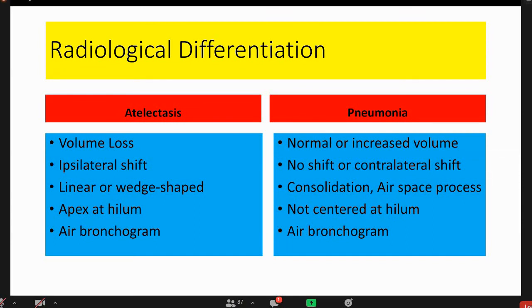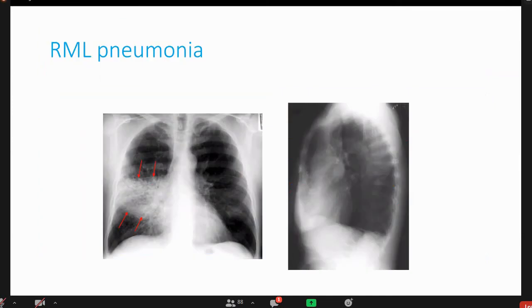Linear or wedge shape in atelectasis, whereas pneumonia will be consolidation with an airspace process. In the wedge-shaped atelectasis, the apex of the triangle would be towards the hilum, whereas pneumonia is generally not centered at the hilum. Air bronchogram is not a differentiating feature because it can be present in pneumonia, and it can also be present in atelectasis.